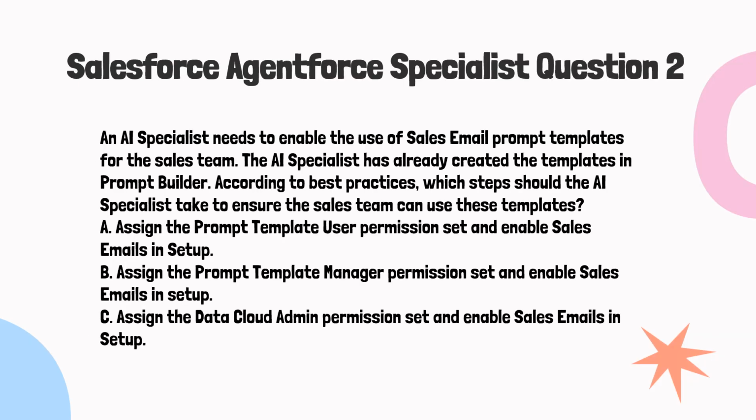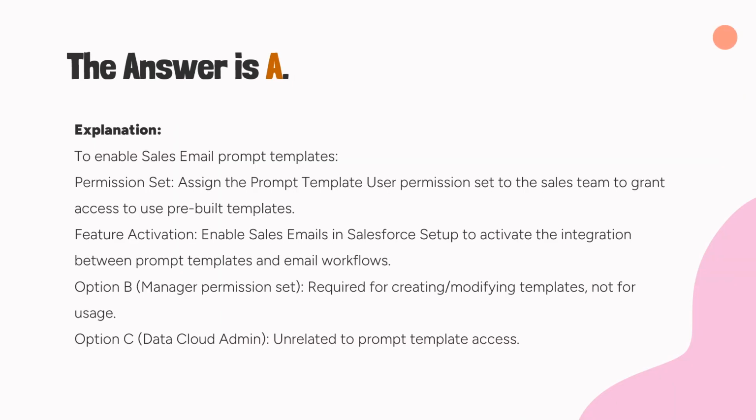An AI specialist needs to enable the use of sales email prompt templates for the sales team. The AI specialist has already created the templates in Prompt Builder. According to best practices, which steps should the AI specialist take to ensure the sales team can use these templates? A. Assign the Prompt Template User permission set and enable sales emails in Setup. B. Assign the Prompt Template Manager permission set and enable sales emails in Setup. C. Assign the Data Cloud Admin permission set and enable sales emails in Setup. The answer is A.